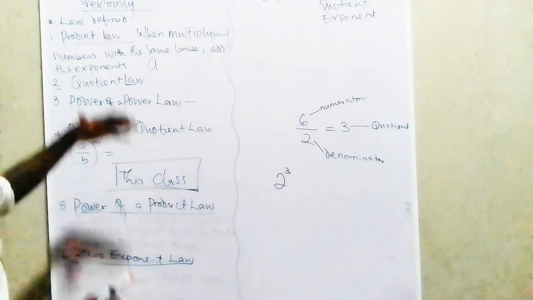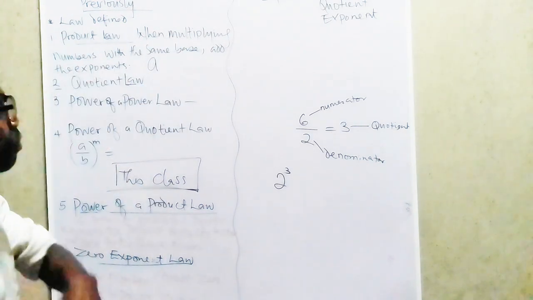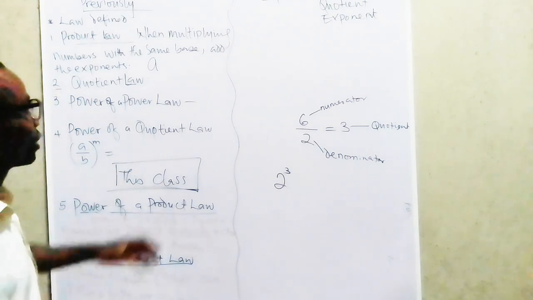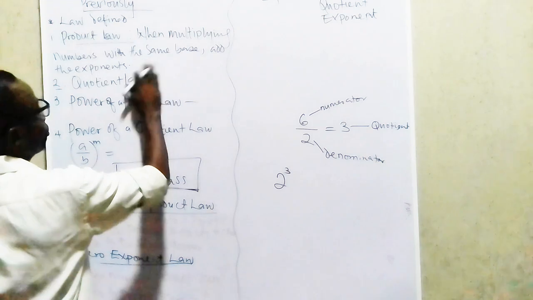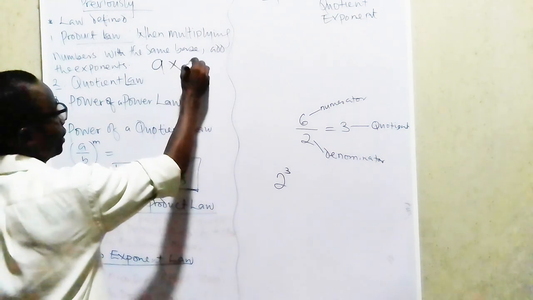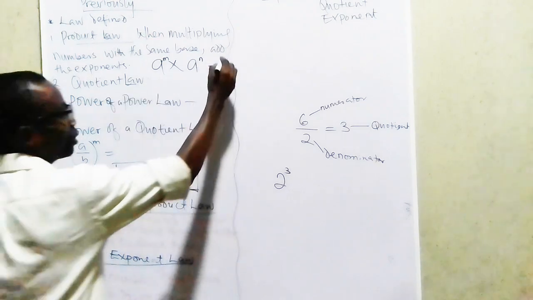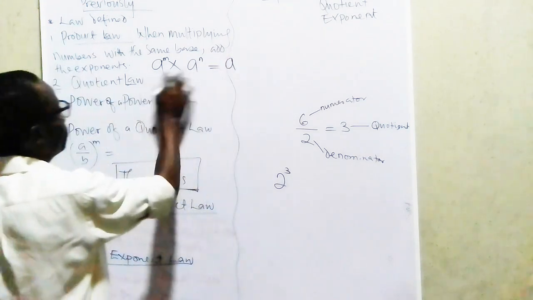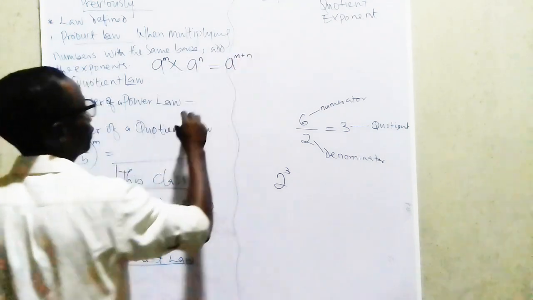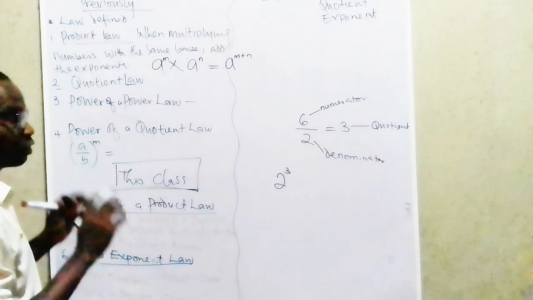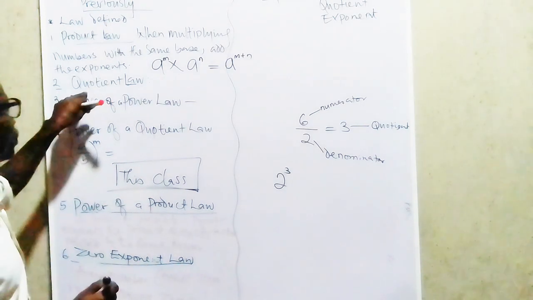Now, the product law, we said the product law states that when multiplying numbers with the same base, as long as they have the same base, for example, you have A raised to power M multiplied by A raised to power N, what you simply do is use just one of the base, and the exponent is going to be M plus N. So you add the exponents, use one base and add.